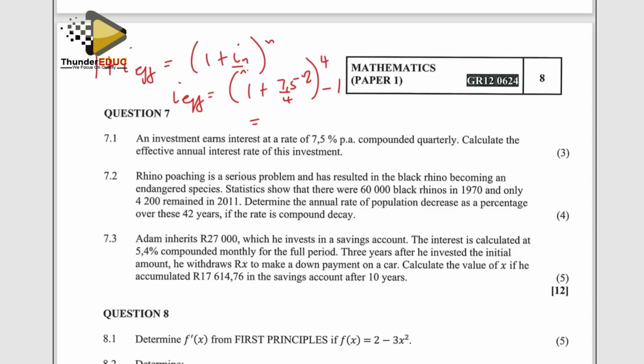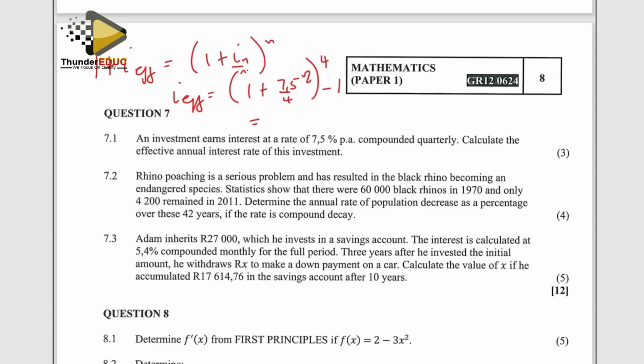Okay, so when I punch this into my calculator, saying over 4 to the exponent of 4. And then we subtract the 1.